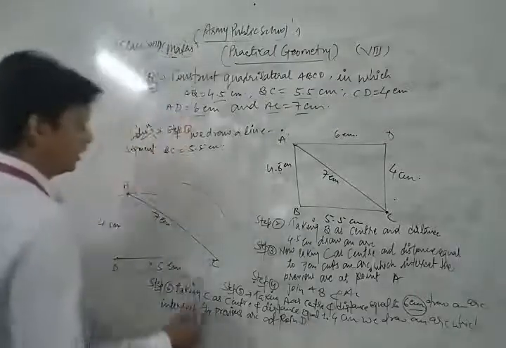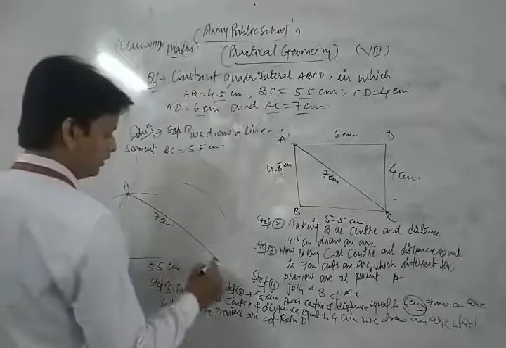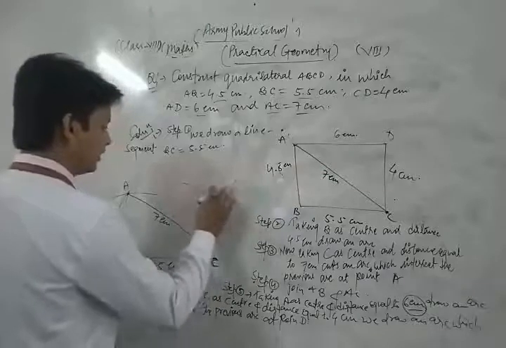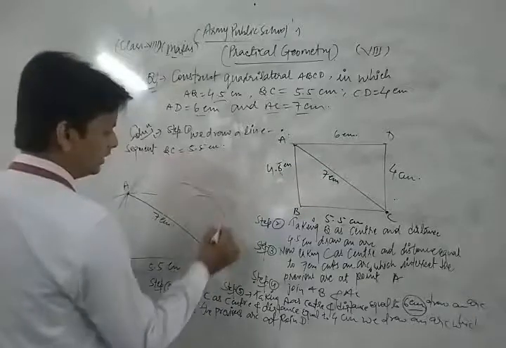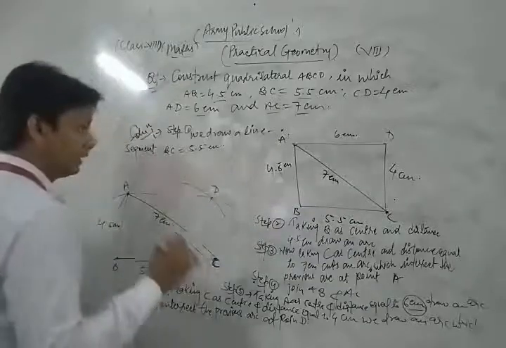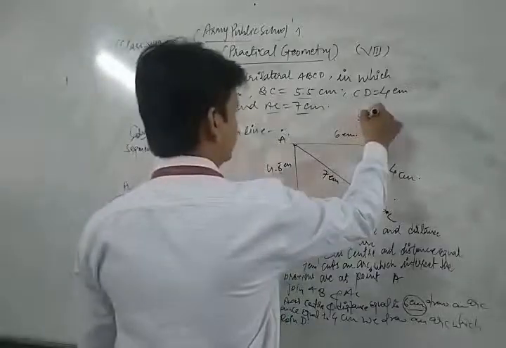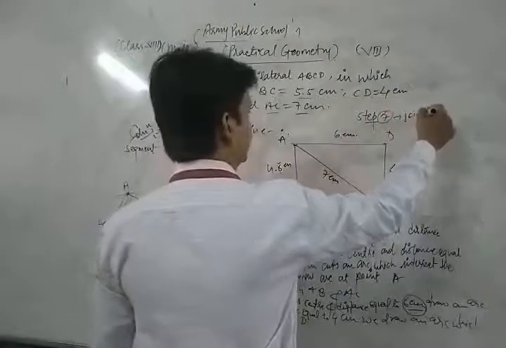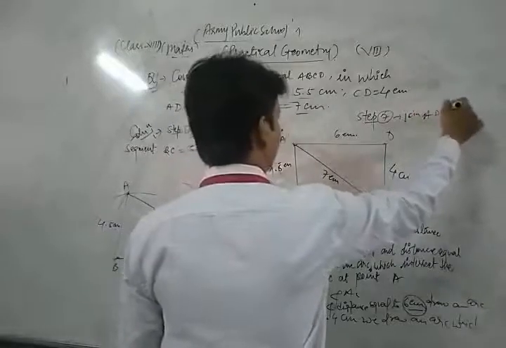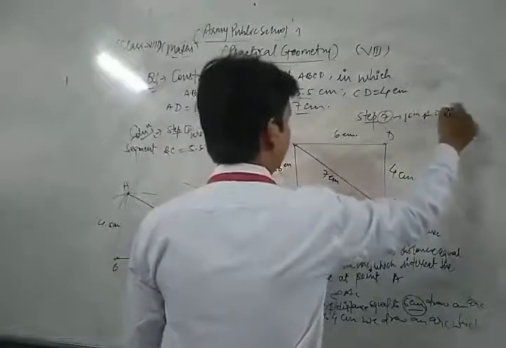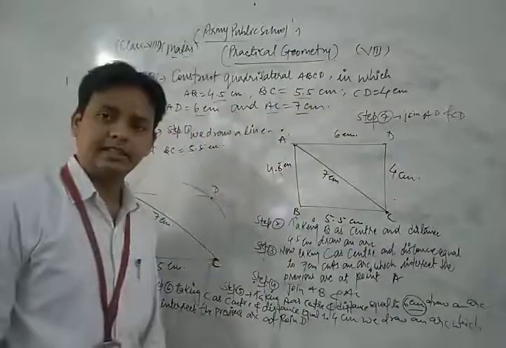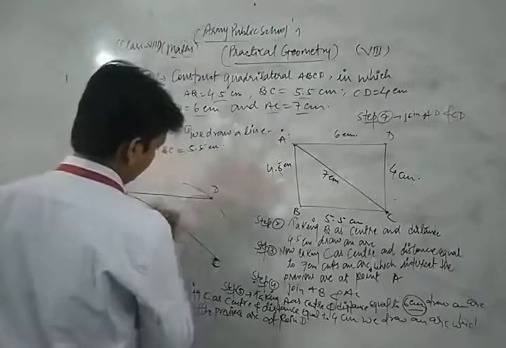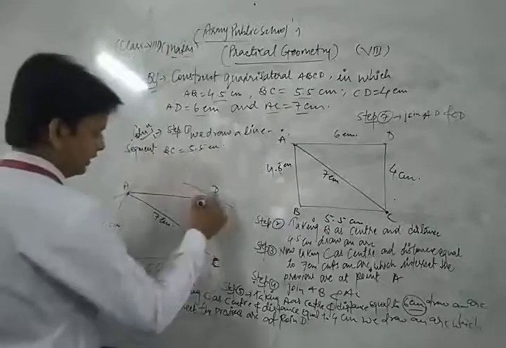Okay, let's see. Now in that step, taking C as center, we cut an arc which cuts the previous arc at point D. Now finally in step 7, join AD and CD. Let's see, just join AD and CD.